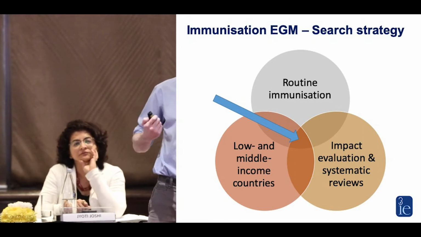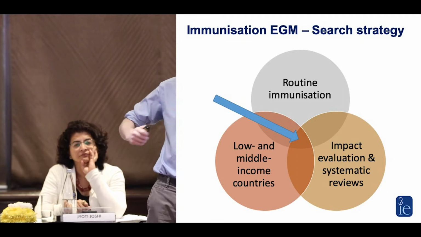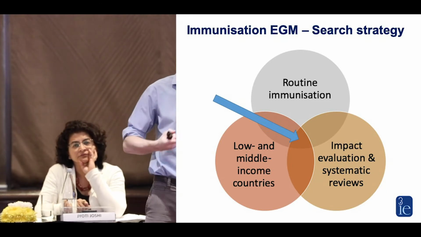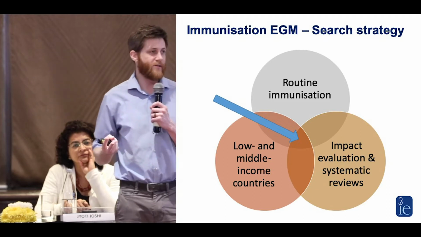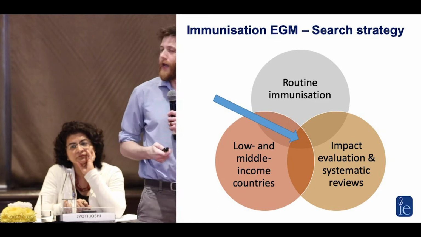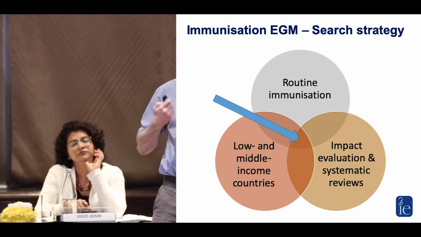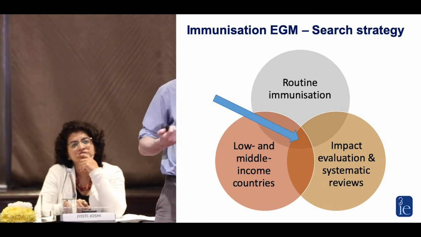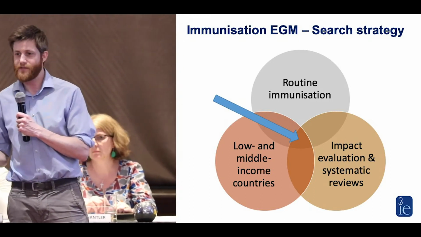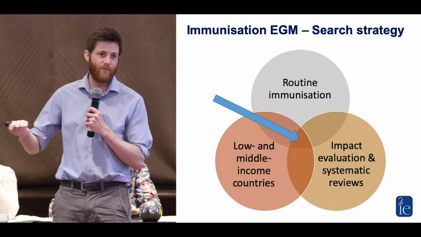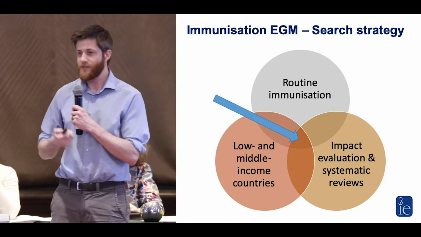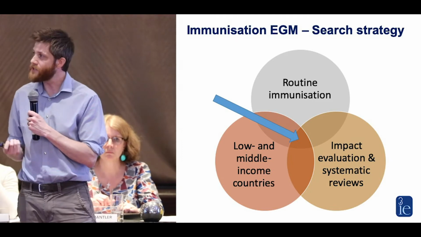So we used a search that would hopefully capture everything that was potentially an impact evaluation or systematic review that measured these outcomes in a low and middle income country. And it's purposefully a very, very broad search because we wanted to make sure we're capturing everything. But that also means we capture a lot of things that mention these terms but don't necessarily qualify. And so that's why we have to go through this screening procedure.